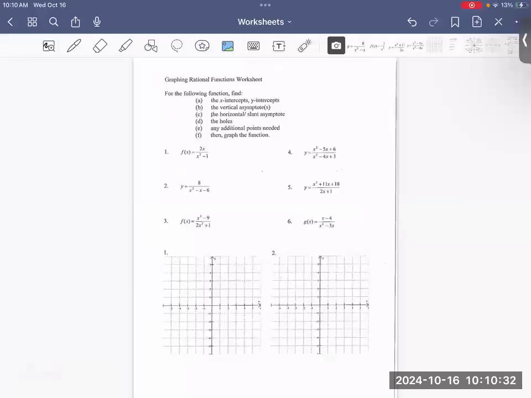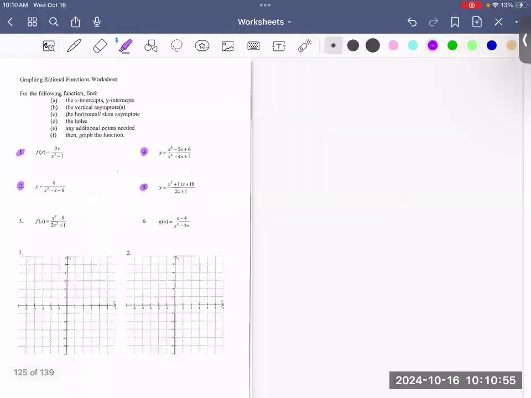Today we're going to be working with graphing rational functions, and this is going to be the worksheet that we're completing today. We're just going to do the first four, so 1, 2, 3, 4, and we're going to find the following. So we'll find your intercepts, your asymptotes, your holes, and then any additional points that we might need, and then we'll go ahead and graph.